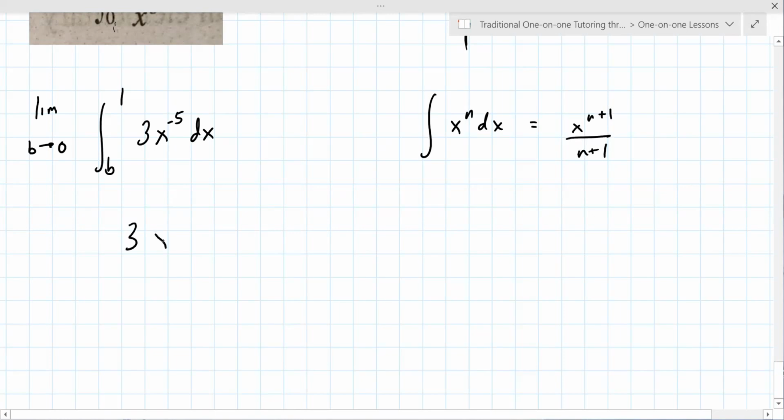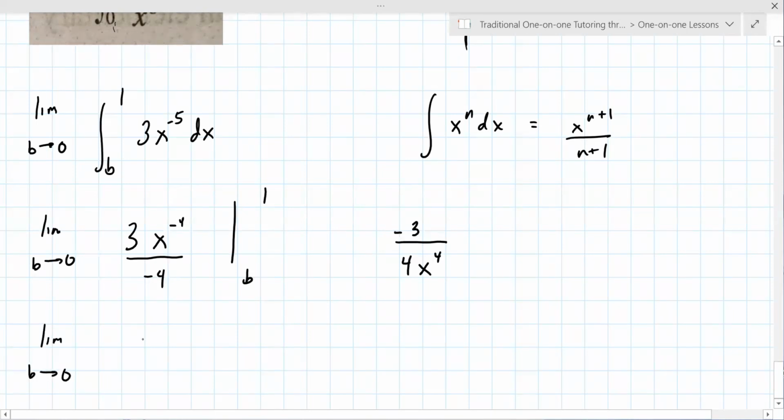So this is 3x to the minus 4th over minus 4, evaluated from b to 1, limit as b goes to 0. If we clean this up a little, the negative should go out in front, it's really -3, and the x goes on the bottom with the 4. This is the preferred way of writing it. So it's the limit as b goes to 0 of -3 over 4 times 1 to the 4th, because I'm going to put the bound in now, minus -3 over 4 b to the 4th.